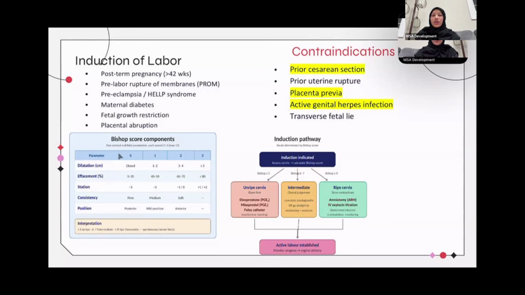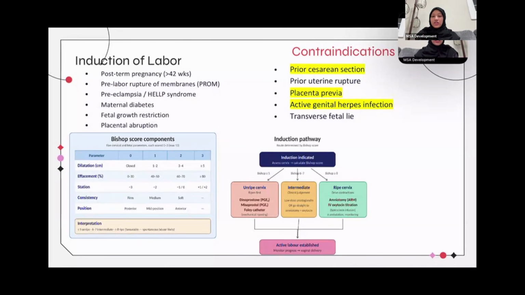So there is something called the Bishop score. The Bishop score assesses the readiness of labor. You'll take this in OB/GYN, but it covers dilation, effacement, station, consistency, position. Basically, is the baby ready to be pushed out or not. Just remember the number six. Six is your magic number. If the number is more than six, the cervix is ready. If it's less than six, it's not ready.